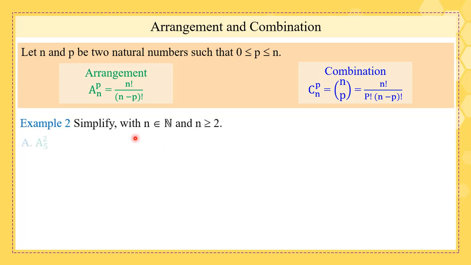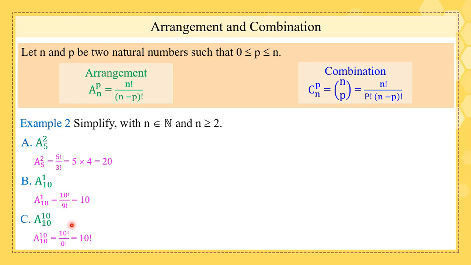Let's see, we need to simplify this quantity, so we just apply the definition here. What is A(5,2)? It will be 5 factorial over (5 minus 2) factorial, which is 3 factorial, and this is 5 times 4, which is 20 after simplification, or we can use the calculator here. Now A(10,1), also applying the main definition, we get 10 factorial over (10 minus 1) factorial, which is 10. A(10,10) is 10 factorial over 0 factorial, and remember by convention 0 factorial is 1.